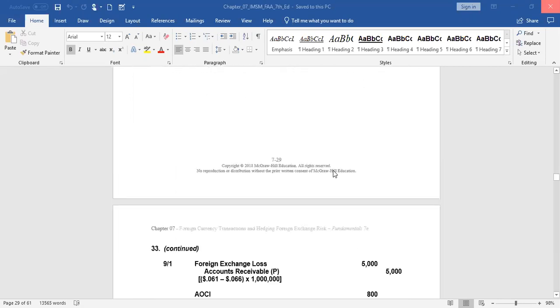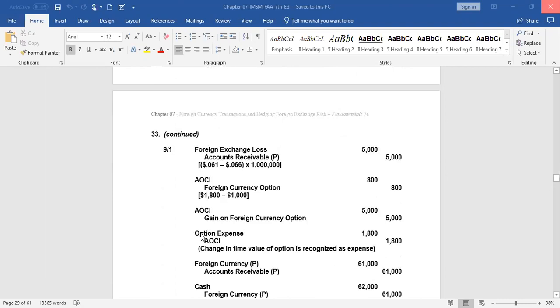So how do we record? Let's go here. Your option expense then is debited for that time value change. AOCI, accumulated other comprehensive income, is credited. Remember what I said, whatever happens to accounts receivable, in this case, there was a foreign exchange loss of 5,000. You credit a gain on foreign currency option for 5,000 and debit AOCI.